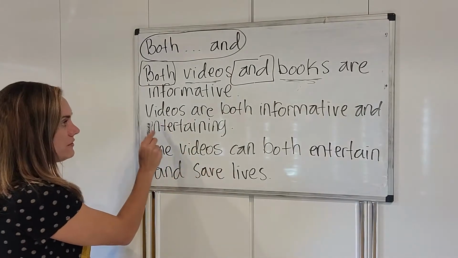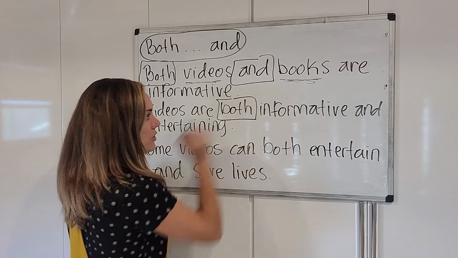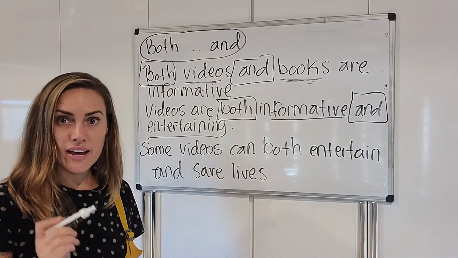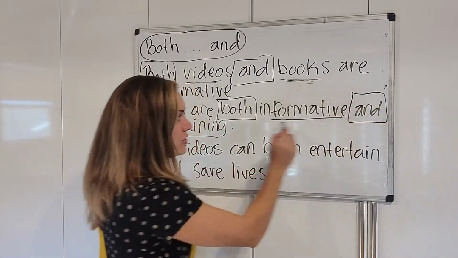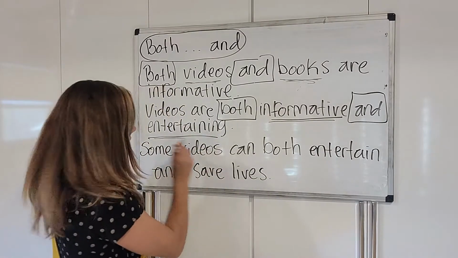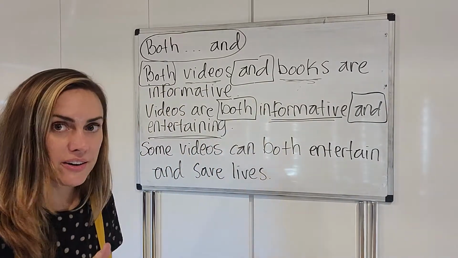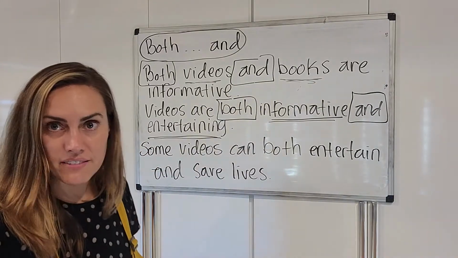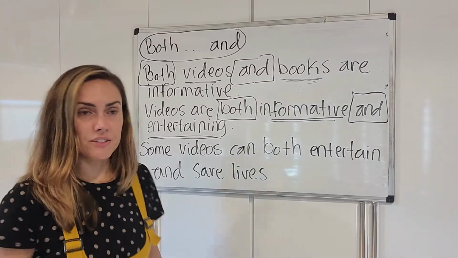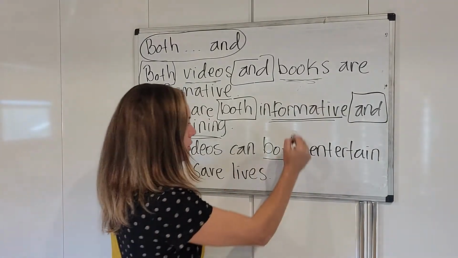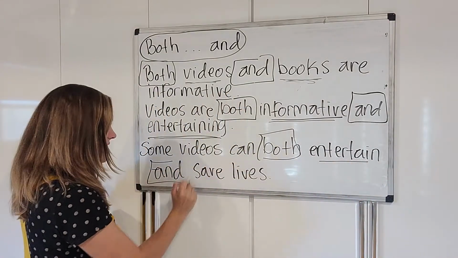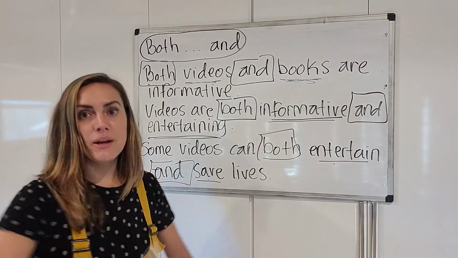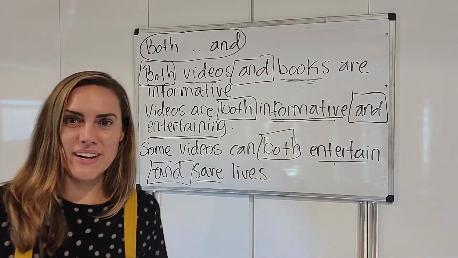How about over here? Videos are both informative and entertaining. Okay, I have the conjunctions circled. Look after them. Adjective, adjective. Perfect. They're parallel. Some videos can both entertain and save lives in the case of the mountain lion situation. After each conjunction, verb, verb, parallel, balance. It's great.